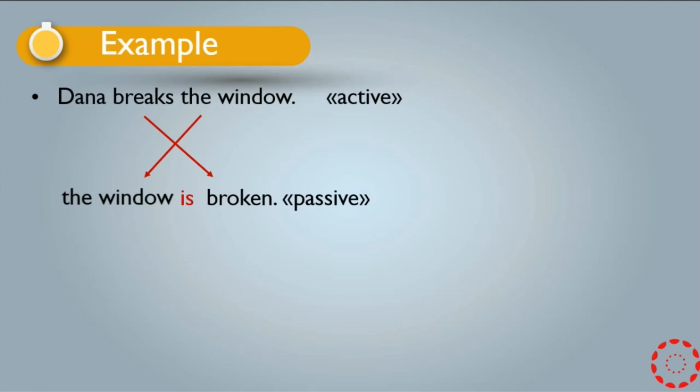Let's see another example. Anna writes the letters. This sentence is active. Okay, I mark the object and the verb. The letters is the object and write is the verb.